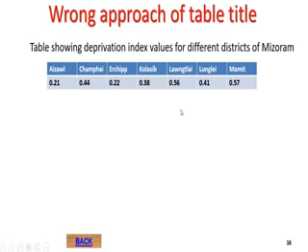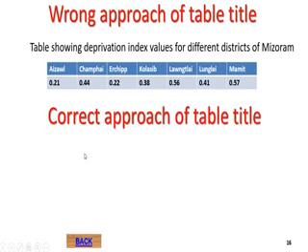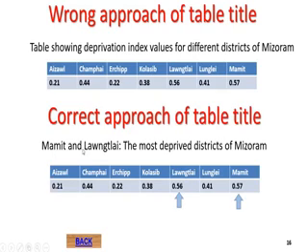When you present this one-way table in PowerPoint, you can go ahead with a title like this: Mamit and Lunglei, the most deprived districts of Mizoram. It looks a little awkward, but when you place the title this way, you automatically communicate very quickly the main finding of the table, and the blinking arrows also direct your attention towards it. So this is all about tables.